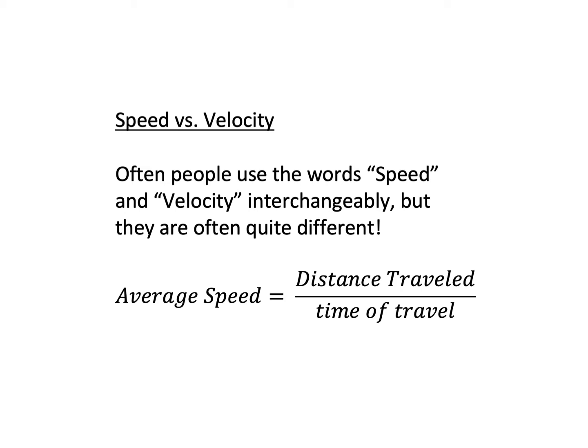So we'll start with average speed. And average speed is defined as the distance traveled divided by the time of travel.